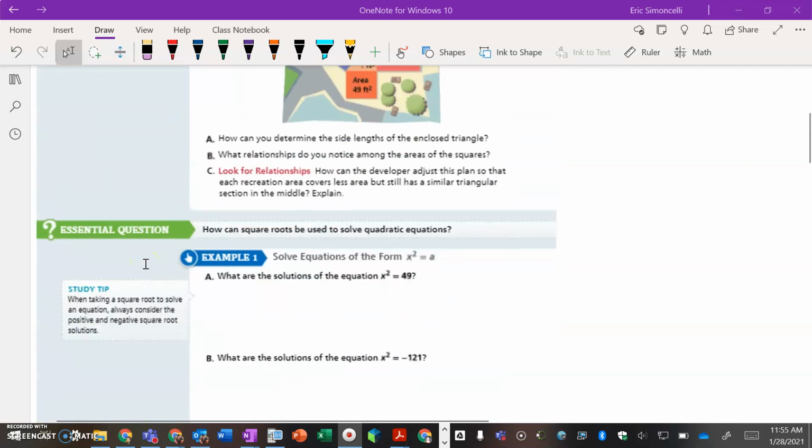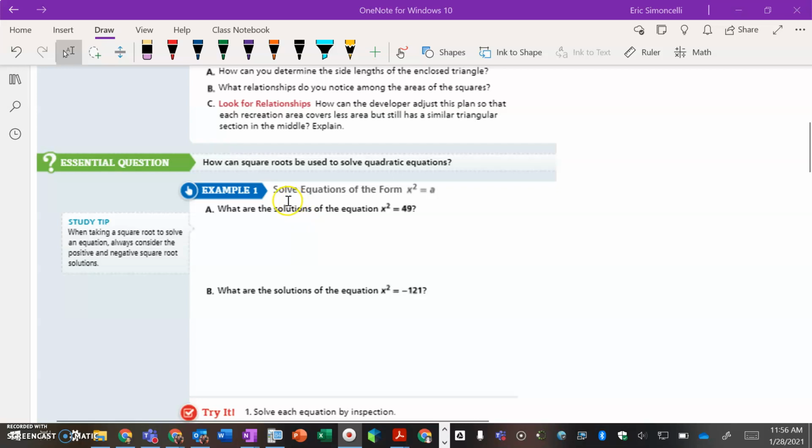We're going to start off today in example 1, as it states, solve equations of the form x squared equals a. For part A, it says, what are the solutions of the equation x squared equals 49? So this is a quadratic equation. As highlighted here above, x squared equals a is the relevant form. So a in this particular case is actually 49. So let's take a look.